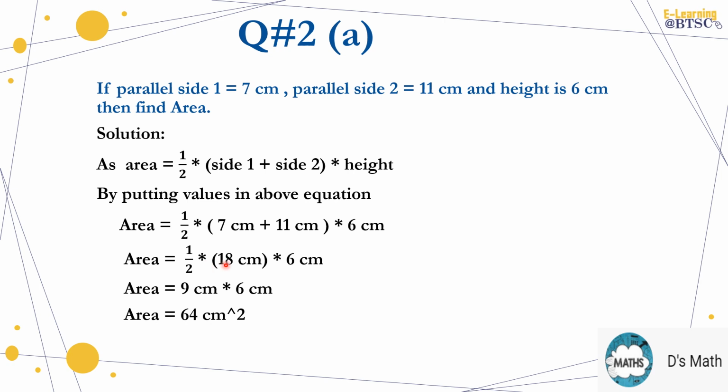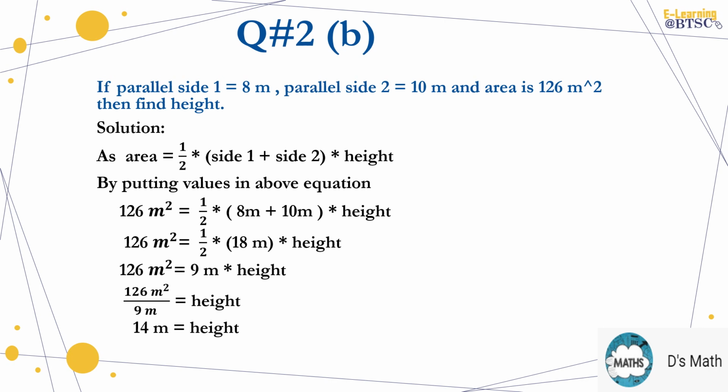So I cancelled 18 with 2. My answer will be 9 centimeter times 6 centimeter, as it is. So at the last I will multiply 6 with 9. I have the answer 54, and when I multiply centimeter with centimeter, I have centimeter square.